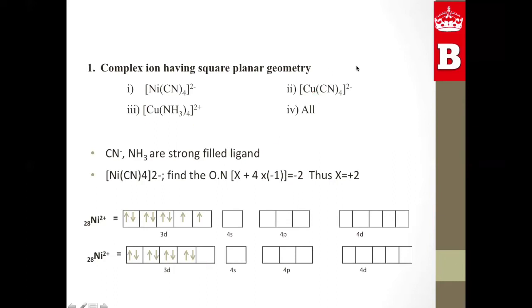Similarly for copper, the same arrangement is possible. So you just do it on your own. For copper, the atomic number is 29, so 4s1 3d10. Here it is 2+, so for copper 2+, the electrons will be similar to nickel 2+, sorry, 27, and a vacant 3d orbital is available, and hence the answer will be option 4.